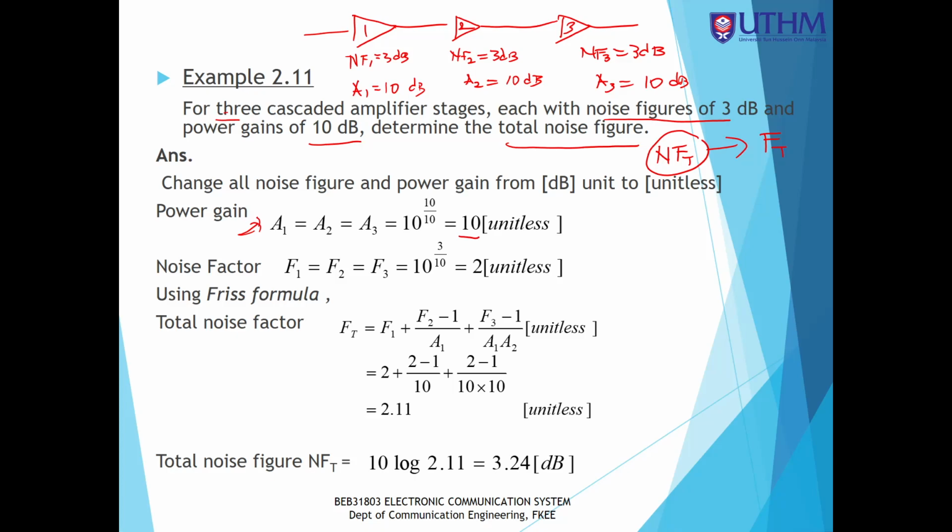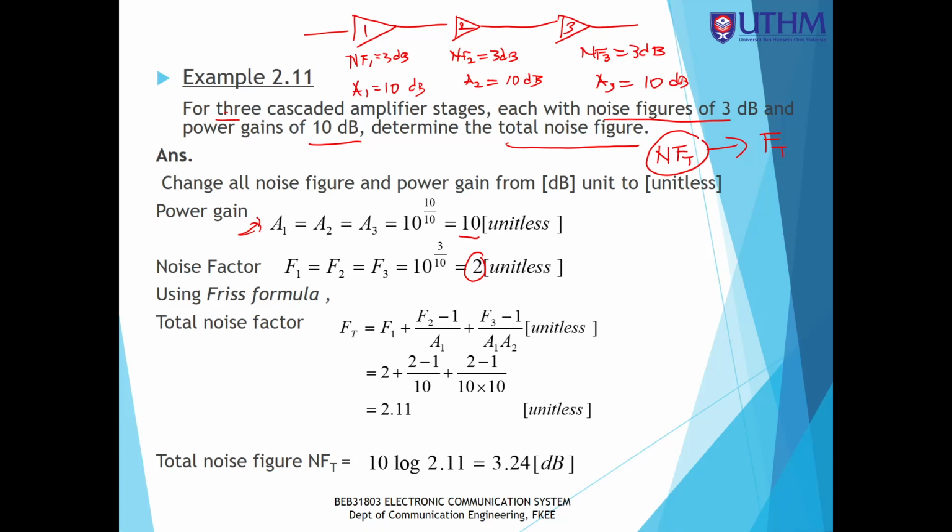And then what? Antilog of 3 dB for the noise figure. In order to find the F, antilog of NF you get F. F1 equal to F2 equal to F3 equal to antilog of 0.3. 3 divided by 10 and then do the antilog. Okay, so antilog of 0.3 is 1.995. In this example, it has been rounded up to 2, so that it is easy for you to understand.